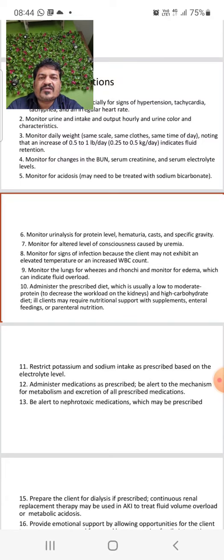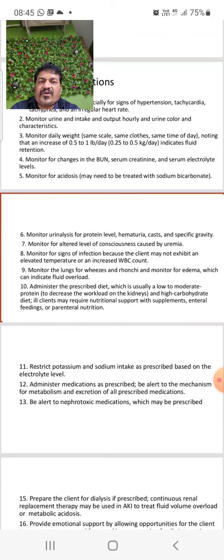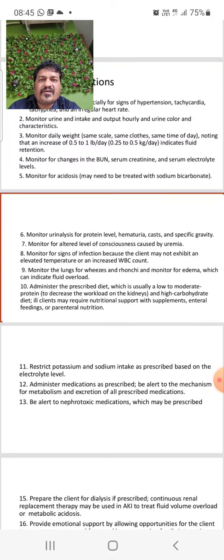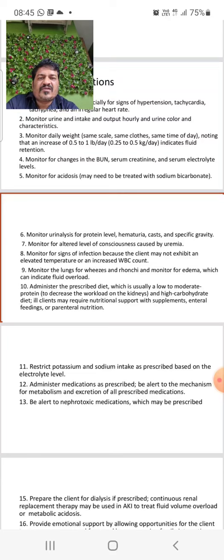Monitor urine analysis for protein level, hematuria, casts, and specific gravity. Monitor for altered level of consciousness caused by the uremia. Monitor for signs of infection because the client may not exhibit an elevated temperature or increased WBC count. Monitor the lungs for wheezes and rhonchi, and monitor for edema, which can indicate fluid overload. How will you monitor edema? By looking at the lower limbs. If there is pitting edema, you can easily tell that this edema is because of volume overload. And in the lungs, if the patient is complaining of dyspnea, when you auscultate that patient you may hear wheezes and rhonchi.